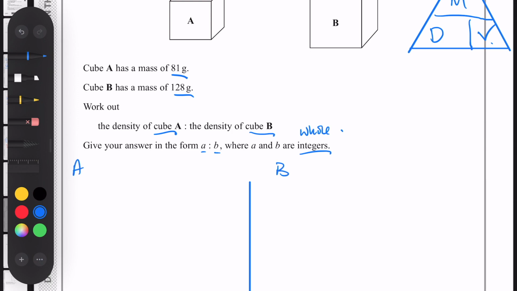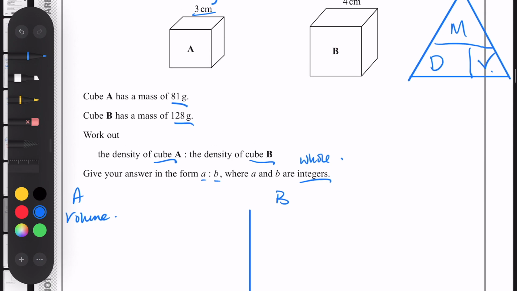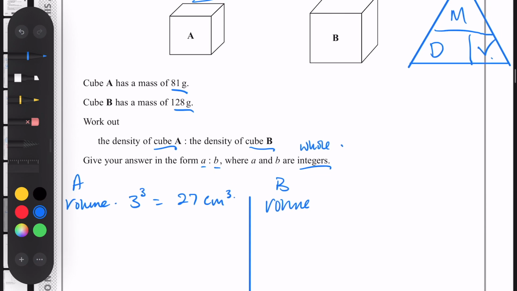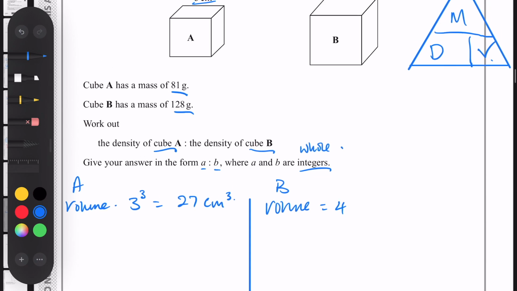Right, we've got to work out our volume. So volume for A, it's a cube of 3 centimeters per side. So it will be 3 to the power of 3, which will give you 27 centimeters cubed. And the volume for B is each side is 4. So it will be 4 cubed, which is 64 centimeters cubed.